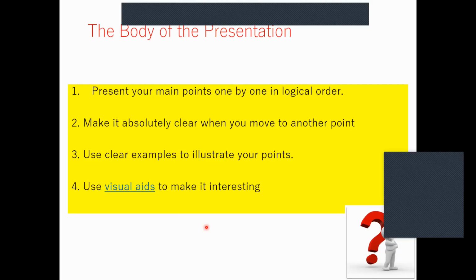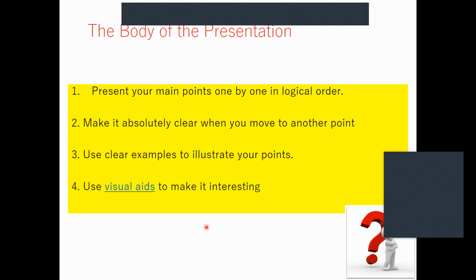Then what will be the body of your presentation? Number one, present your main points one by one in logical order. It means that to become an effective presentation, it must be logical in order. First the introduction, then background, then objective, then materials and methods, then results, and finally conclusion. This is the general rule for presentations by researchers or students. But what you have to do is present your points one by one in logical order. It will depend on your mind, your brain. For the same presentation, two students might prepare differently, but absolutely it will depend on the way of thinking.